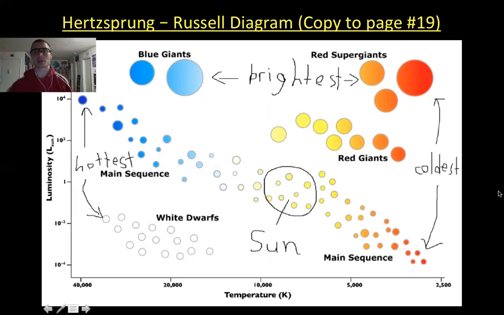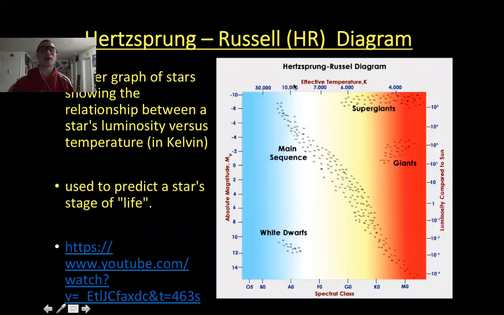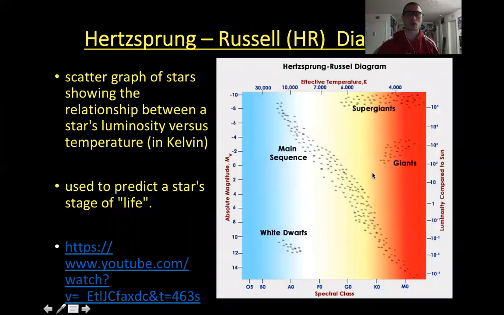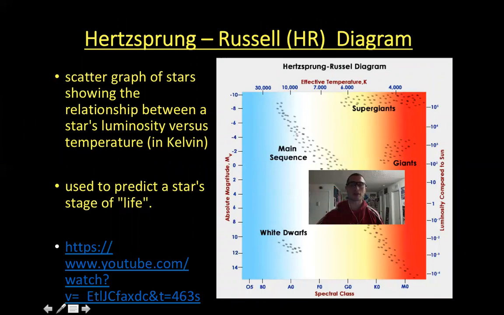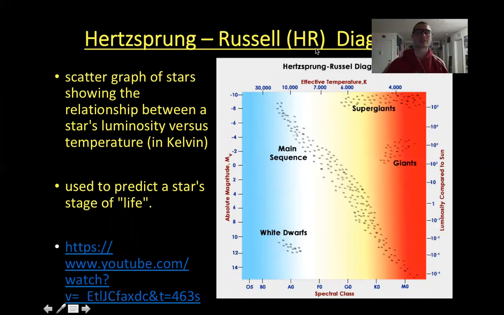So make sure you guys copy that down to page 19. All right, and two little notes I want you to write about it. It's called the Hertzsprung-Russell diagram. Could be another thing you see. It's a scatter graph of stars showing the relationship between the star's luminosity versus Kelvin. I might ask a question where I say, what two factors help scientists measure stars? You got to know. Temperature, luminosity. Used to predict a star's stage of life, right?